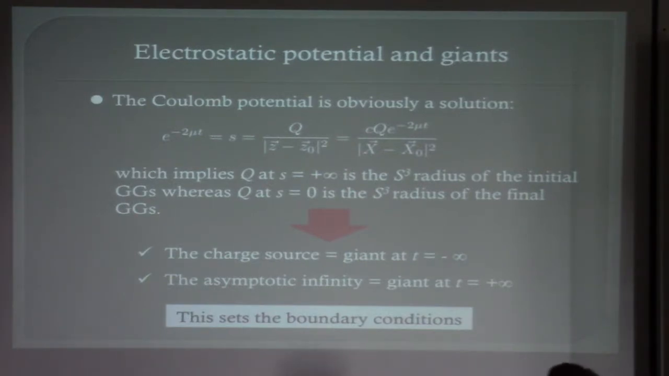The correspondence between this and the giant gravitons is the following. s equals infinity corresponds to t equals minus infinity, the infinite past, so it is the initial giant. The charge at s equals infinity is the radius of the initial giant. In the infinite future, s becomes zero, and when s becomes zero, z is infinity. So the charge at asymptotic infinity corresponds to the radius of the final giant gravitons.